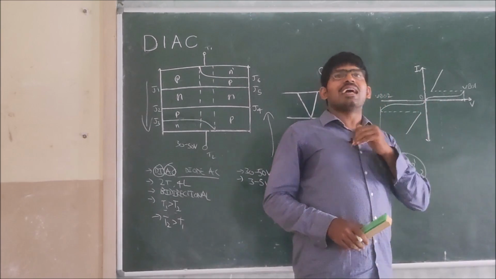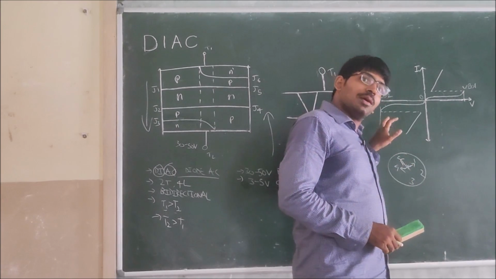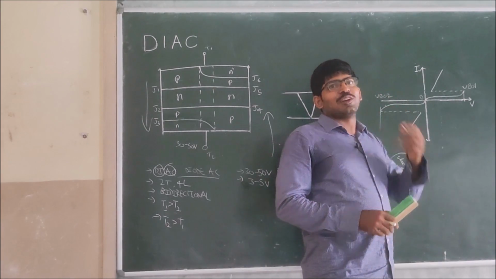But when we use the diac, if you are operating at 5, and if you are operating at 4, the current bill will be less. That is the advantage with the diac.